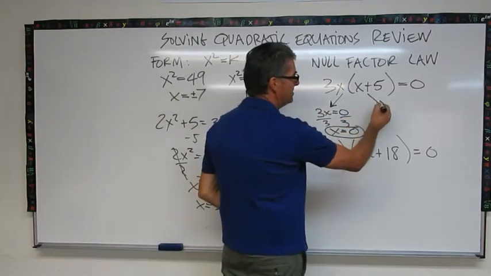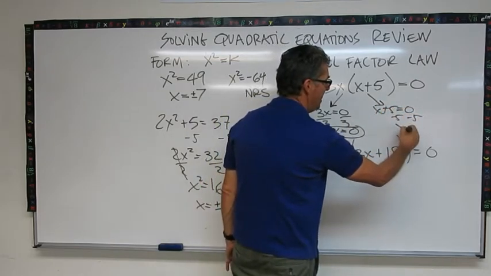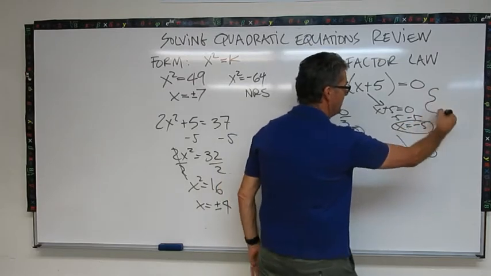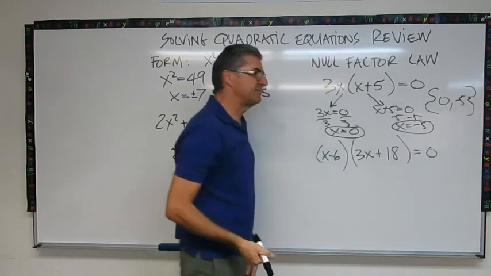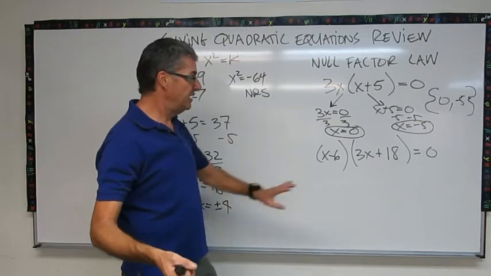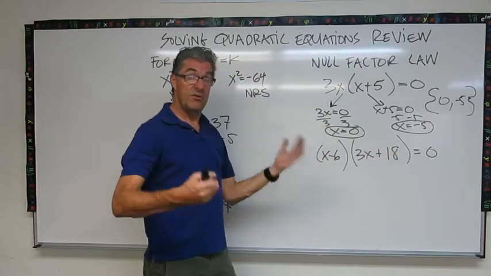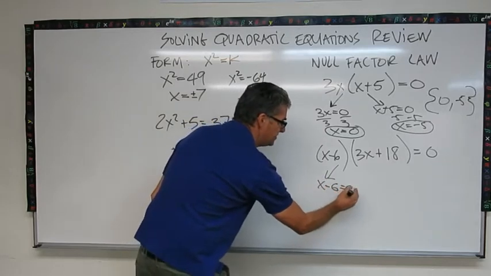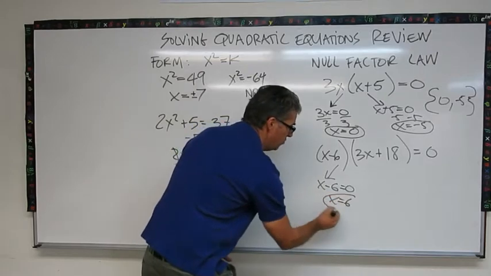The other one was x plus 5 equals 0. Subtract 5 from each side, x equals negative 5. So that's the second solution. Remember, you can always write your answers like this if you want, in your curly brackets. Okay? Now this one is a little bit more complicated. Same idea. We have this thing times this thing. So if either thing is 0, the whole thing is 0. So we branch. x minus 6 equals 0. Add 6 to both sides. x equals 6. There's one answer.